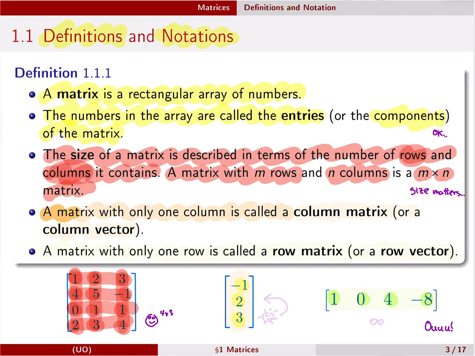If your matrix has only one column, this matrix is going to be called a column matrix or a column vector. So when we do study vectors as matrices, typically we put these vectors as column vectors. And if you have a matrix with only one row, this is called a row matrix.